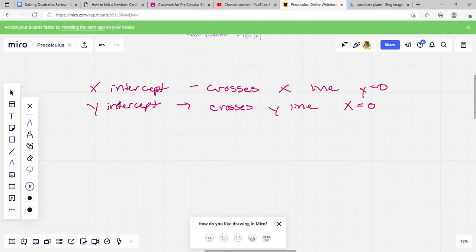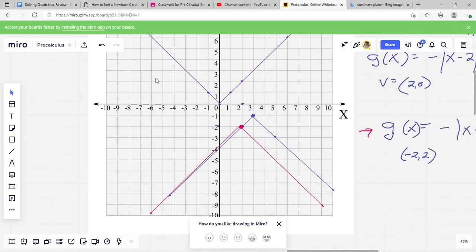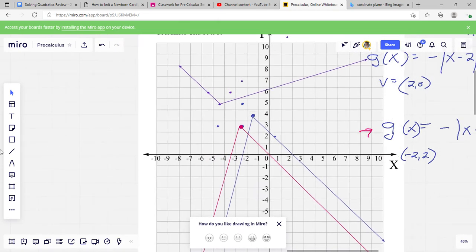Alright, so let's graph a few and figure out what their x and y intercepts are. I have to get rid of some stuff here.